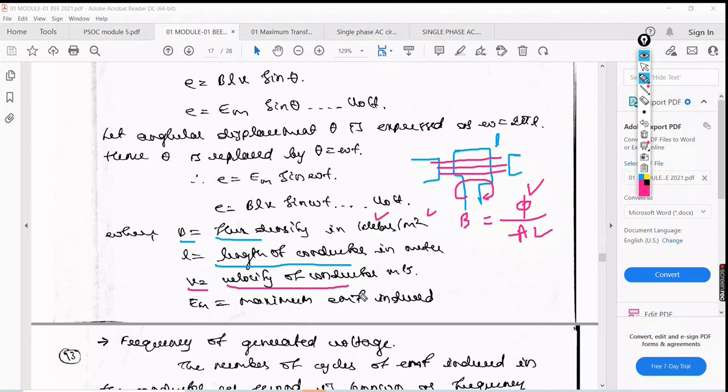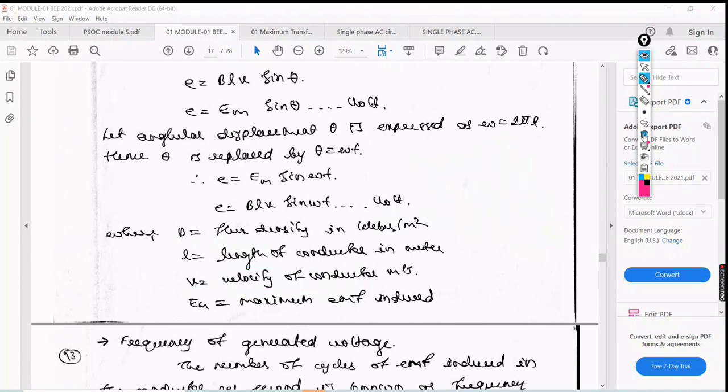This is with respect to the generation of the EMF. This is also asked once. You can concentrate. The generation of the AC voltage, that is the sinusoidal voltage.